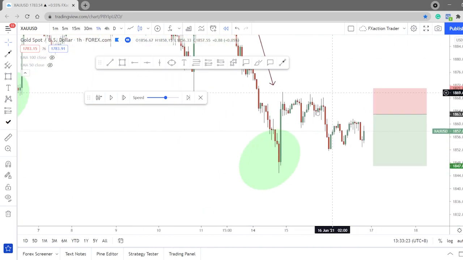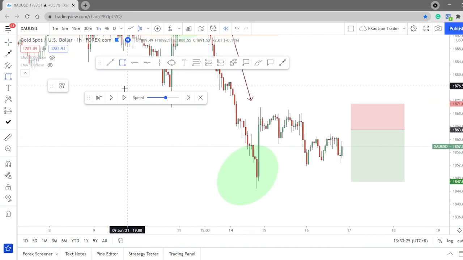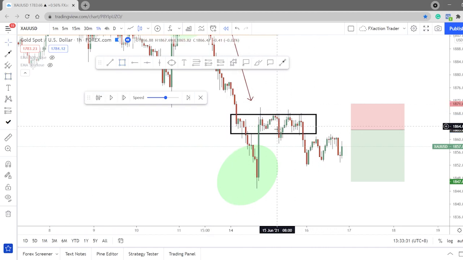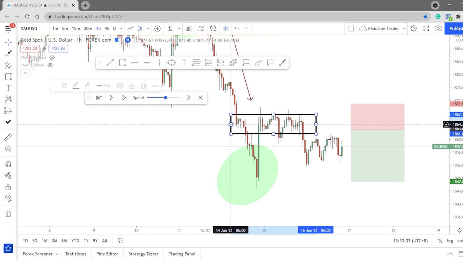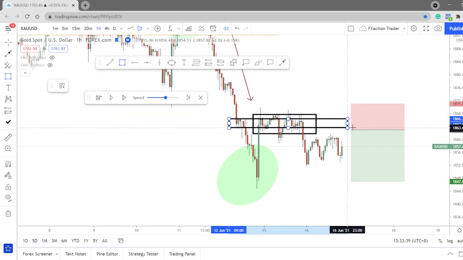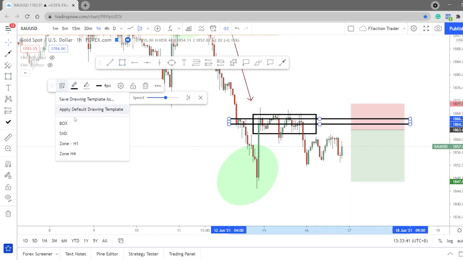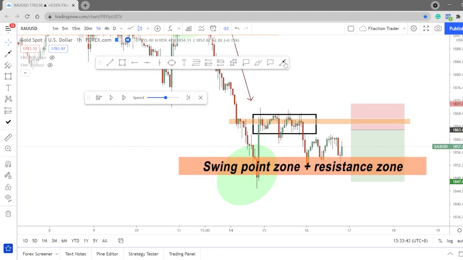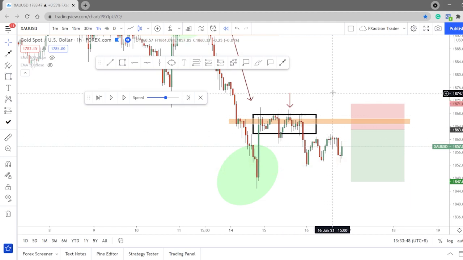And after the pullback, the market again entered into a sideways condition. We can see that the market has entered a sideways condition. If we mark out our H1 nearest swing point, we can see that this swing point zone is also a resistance zone for the sideways structure. So this is another key level for us to take note of.